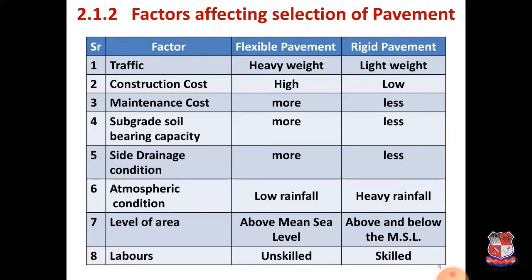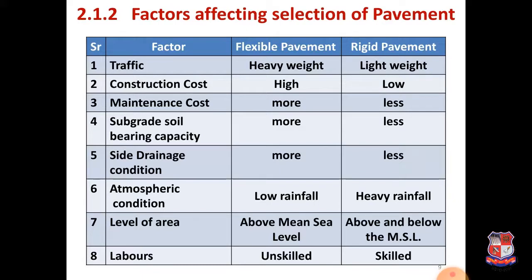Third factor is maintenance cost. Flexible pavement has more maintenance cost compared to rigid pavement. Generally, after every monsoon, some maintenance is required for flexible pavement, but in rigid pavement, the maintenance is done very less or occurs very less.